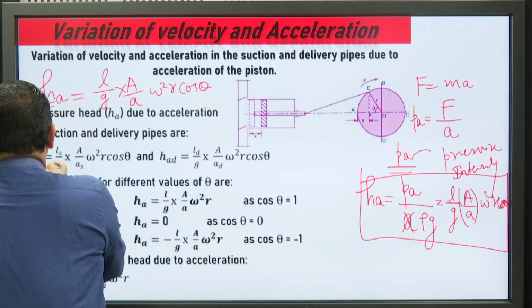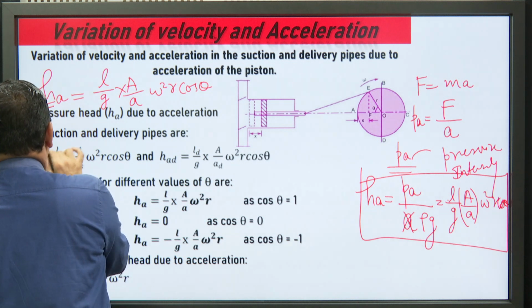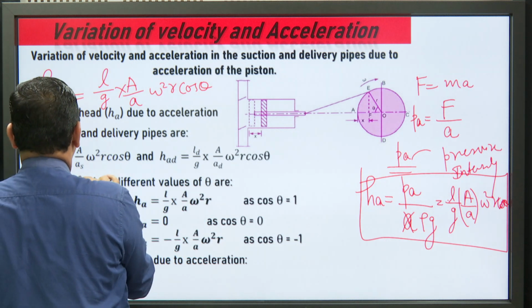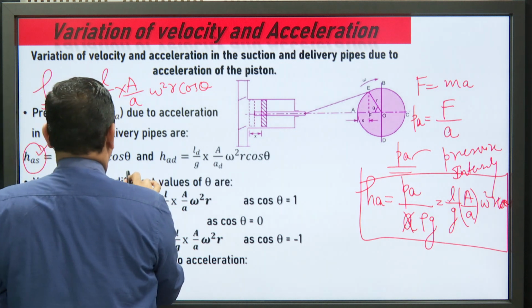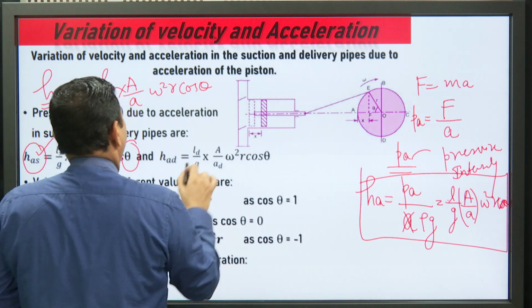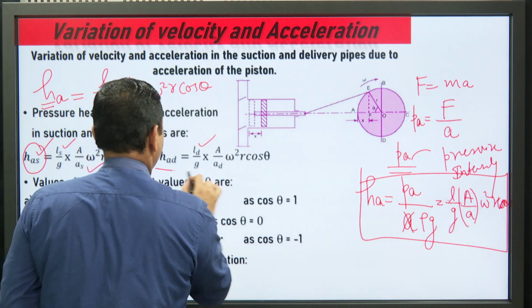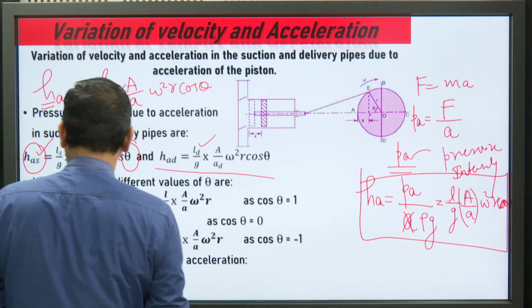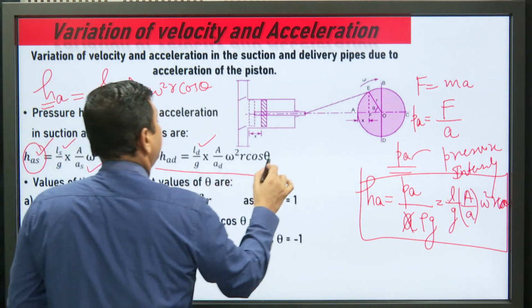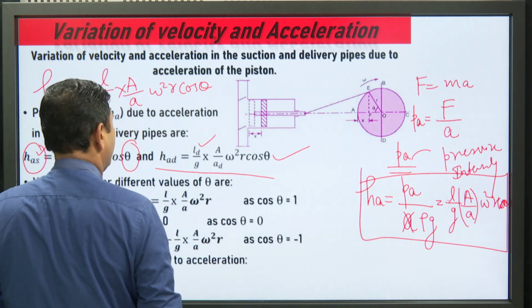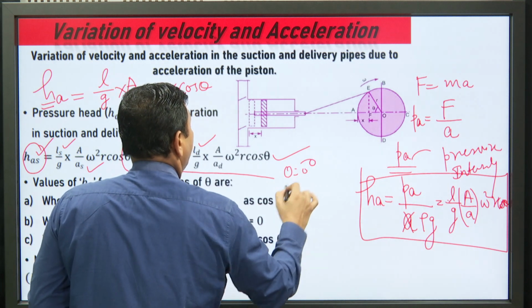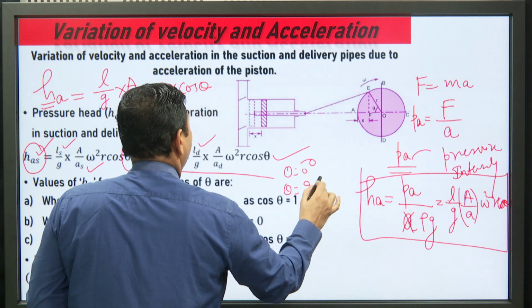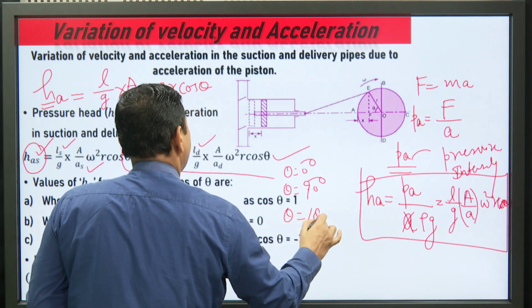The suffix s is for suction, so L becomes Ls and a becomes as. This value depends upon cos theta. Similarly for the delivery pipe we have H A D. For the theta variation, theta is 0 at the beginning, 90 at the middle, and 180 at the end.